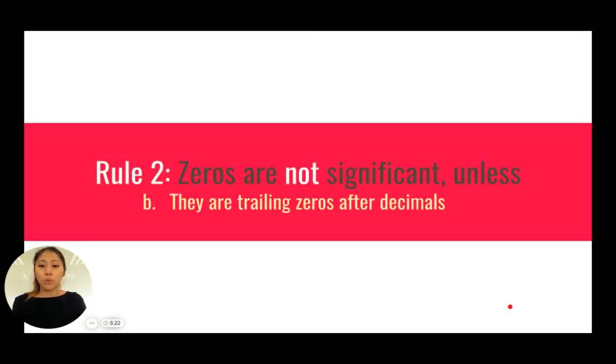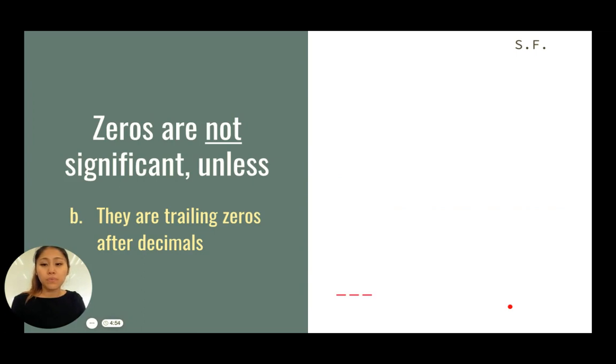Now, Rule number 3. This is part 2 of Rule 2, which is also Rule 3: trailing zeros after decimals. This means that if you have trailing zeros after decimal points, they are significant. Any other 0 that's not sandwiched and not a trailing 0 is not significant. Let's take a look at trailing zeros.